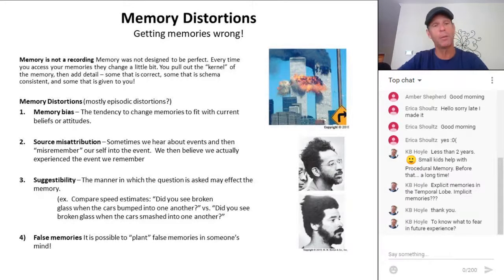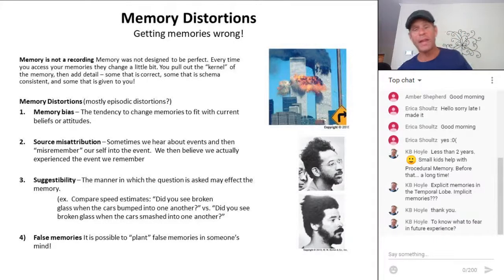When I ask you to tell me what happened, you're going to try to pull out the episodic associations, but you might get semantic associations as well. Does that make sense to everybody? I haven't bored you yet. Well, I probably have, but that's beside the point.